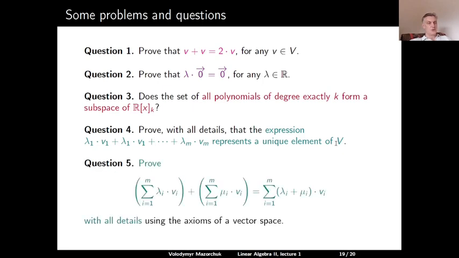Question 5. Prove with all details that when adding two linear combinations of the vi's with coefficients lambda i and mu i, we will get a linear combination of the vi's with the coefficients lambda i plus mu i, directly using the axioms of the vector space.